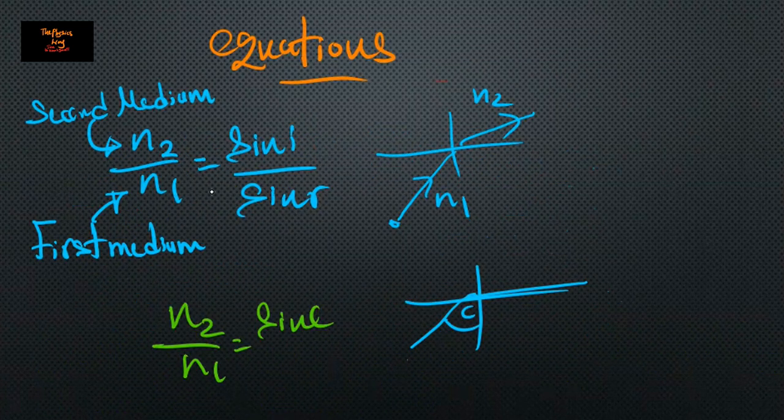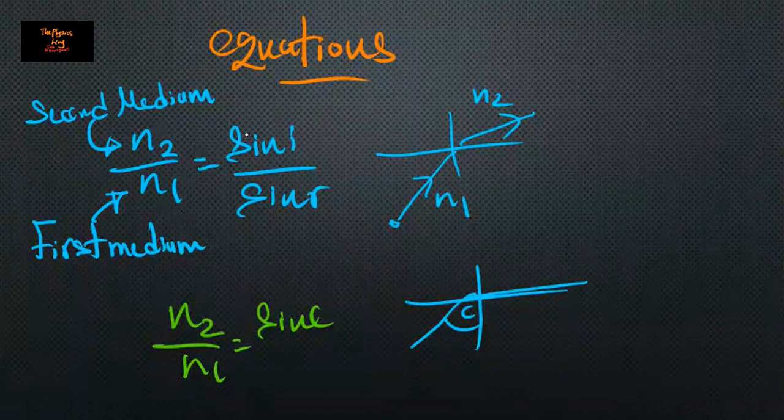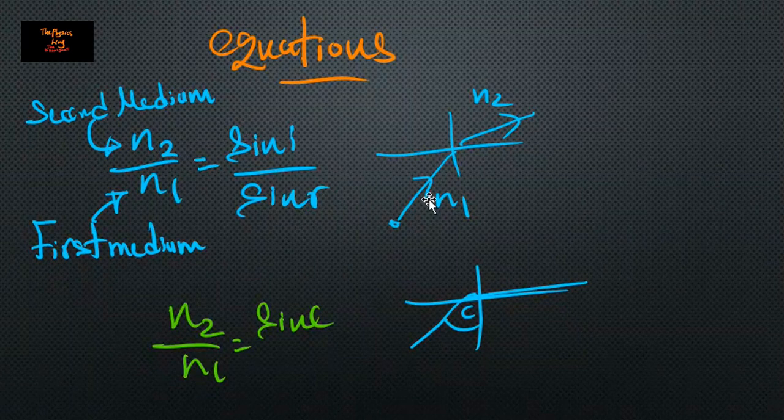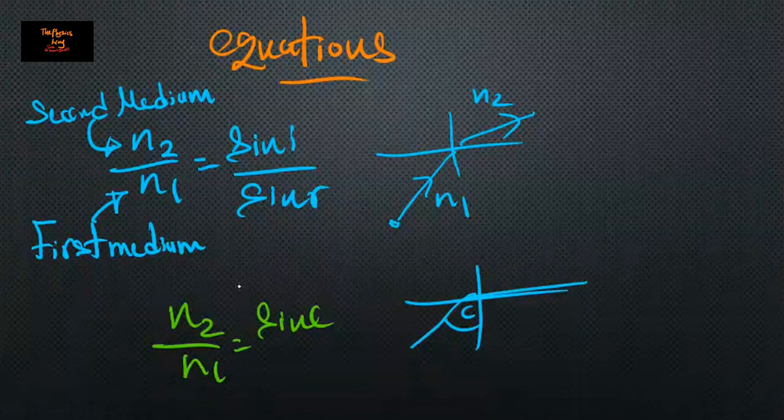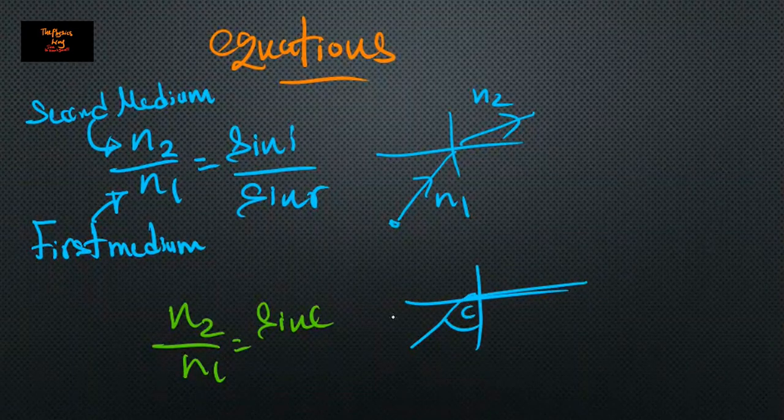The first equation we need is Snell's law: N2 over N1 equals sin I over sin R. Here the incident ray starts from the N1 medium and goes to the N2 medium, so second medium divided by first medium, N2 over N1 equals sin I over sin R. The other equation we need is the critical angle: N2 over N1 equals sin C. This is the critical angle. Right, let's get into the question now.